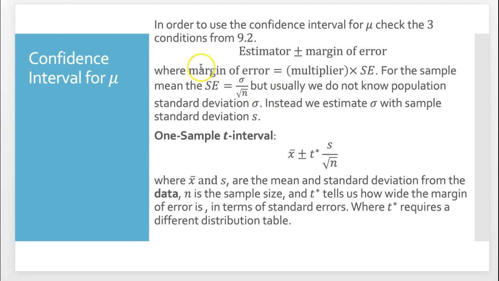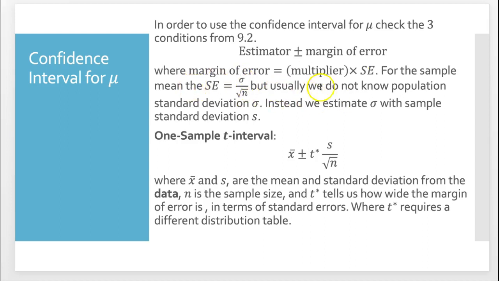Remember, margin of error is just some multiplier times the standard error, right? In the past, this multiplier was z star, like 1.96 or 1.645 or 1.28, so the multipliers are commonly known. And the standard error was the standard deviation of the sampling distribution. For the sample mean, the standard error is sigma over root n.